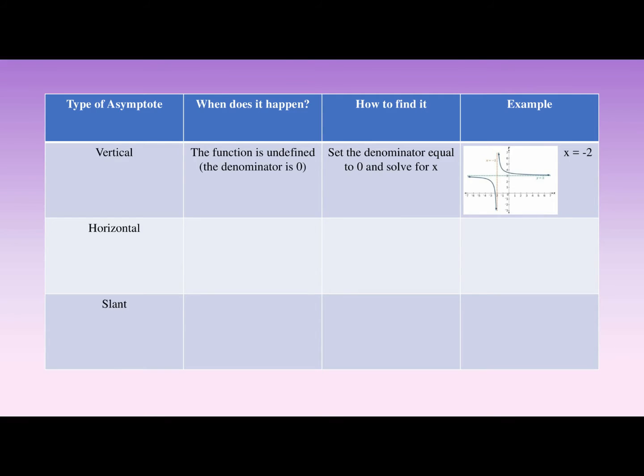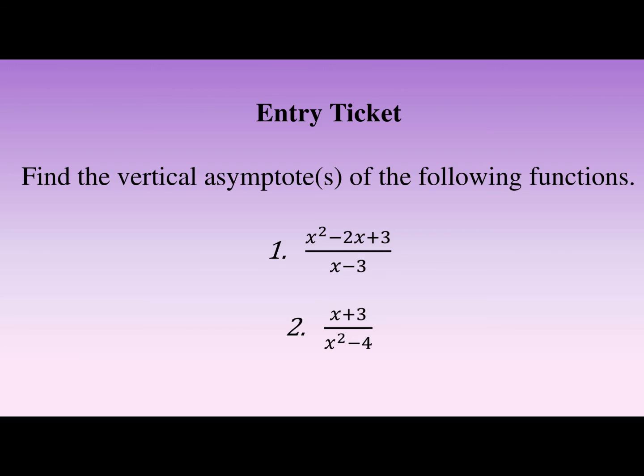So what you learned in this video is that there are three types of asymptotes. You've learned that to find a vertical asymptote of a rational function, you need to set the denominator equal to 0 and solve for x. We're going to learn about the horizontal and slant asymptotes next time in class and fill out the graphic organizer together. Before you come to class the next time, make sure you finish your entry ticket, which asks you to find the vertical asymptotes of two rational functions.